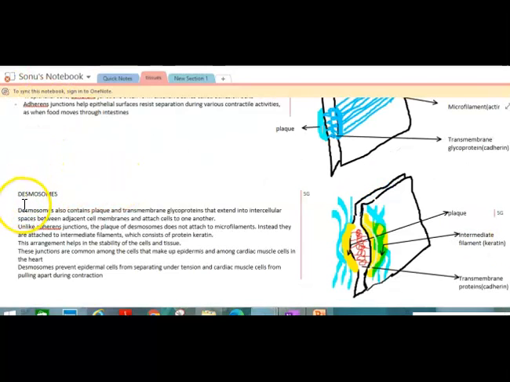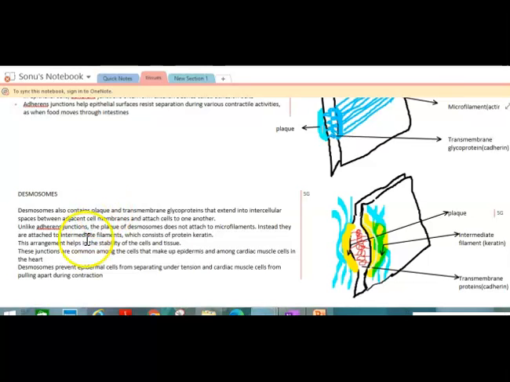This is the third type of cell junction, called desmosomes. Here also we have plaque on the plasma membrane, which is helping the microfilaments and the transmembrane proteins to stick to each other. Here also the transmembrane proteins are called cadherins. They are the same as those of the adherens junction, but they are not attaching to the microfilaments, but to the intermediate filament, which is made up of keratin. It is also a type of protein. So here it is similar to the adherens junction. They have a plaque, they have transmembrane proteins cadherin, but unlike the adherens junction, they are attaching to the intermediate filament.